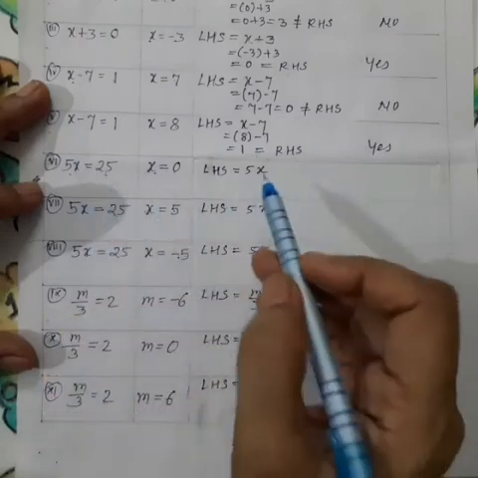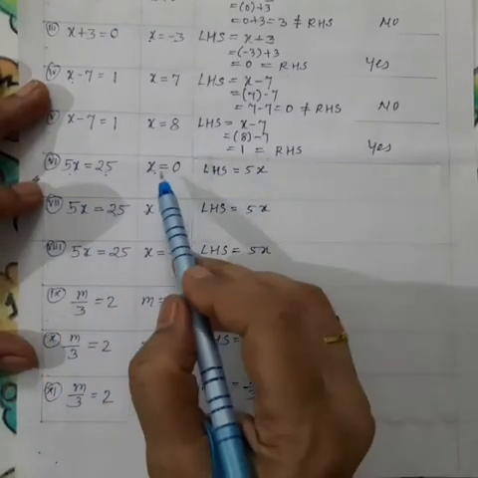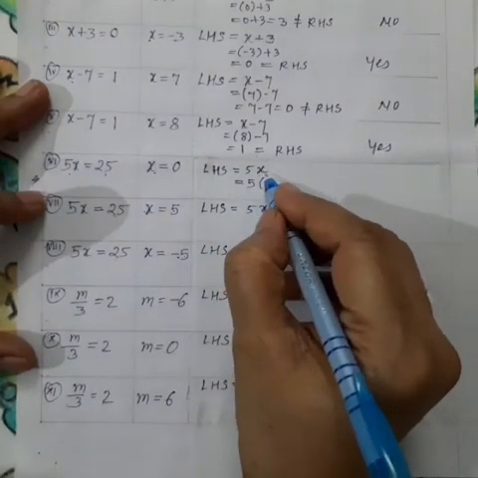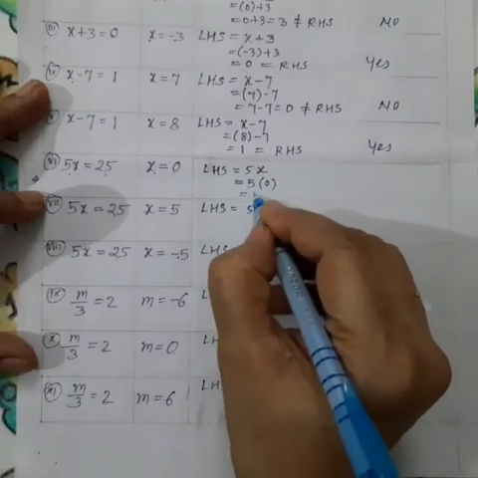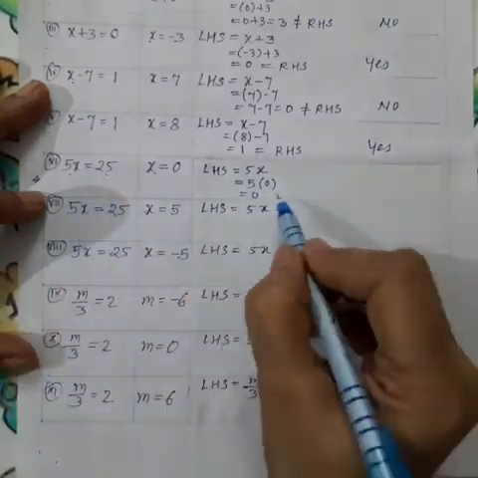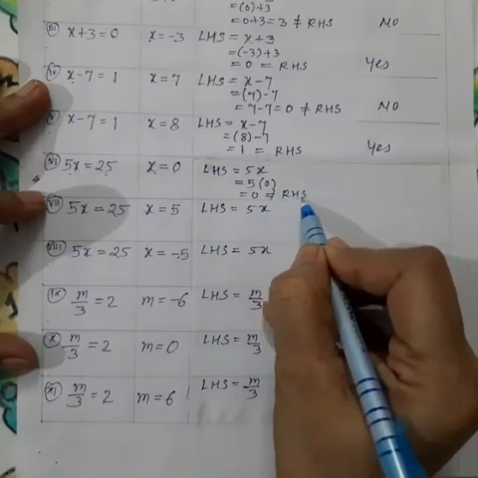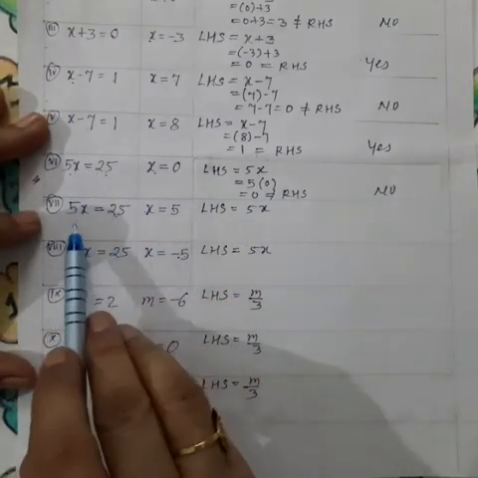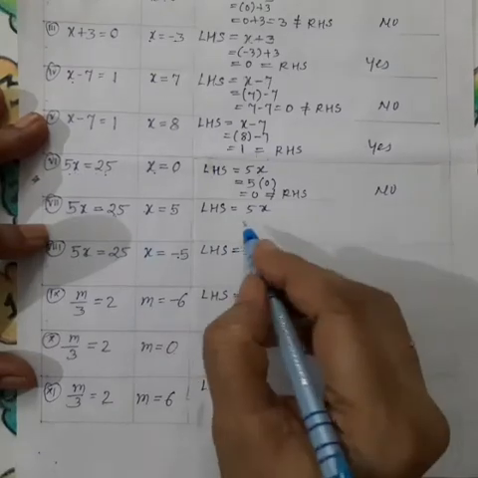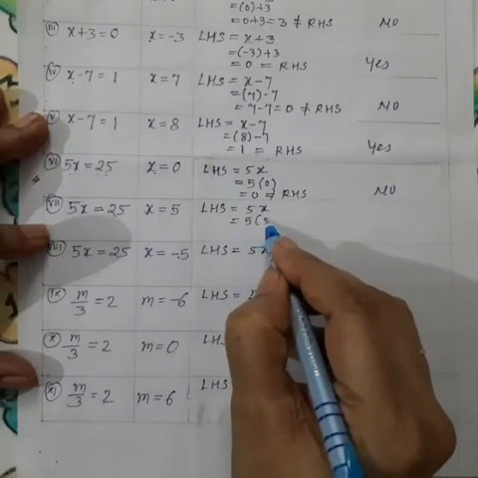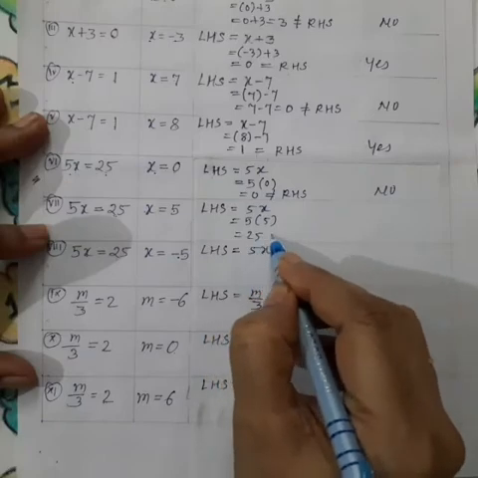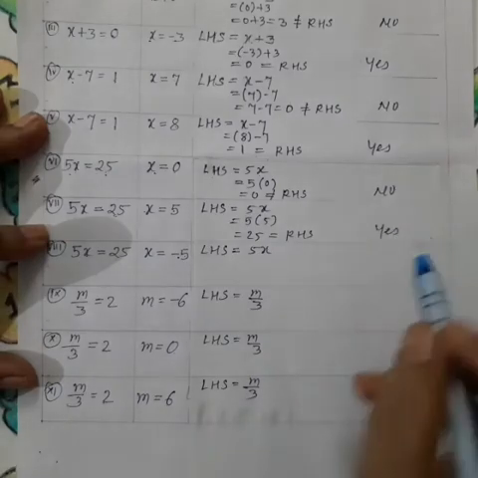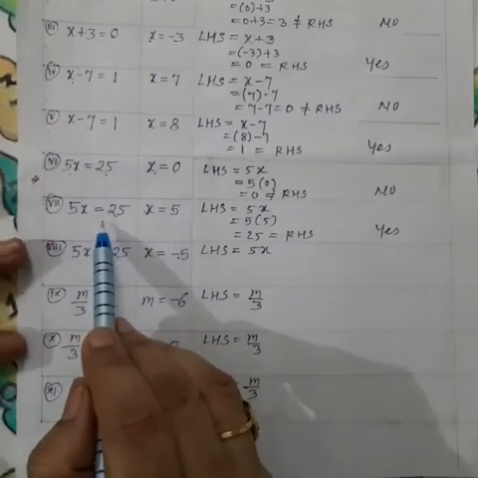5x equal to 25. Our left hand side is 5x, and the value we have to put is x equal to 0. So 5, and at the place of x put 0. So 5 zeros are 0. But our right hand side is 25. So it is not equal to our right hand side. So no, x equal to 0 is not the solution of this equation. Here we have to put x equal to 5. So at the place of x we will put 5. 5 5s are 25, and our right hand side is 25. So yes, x equal to 5 is the solution of this equation.